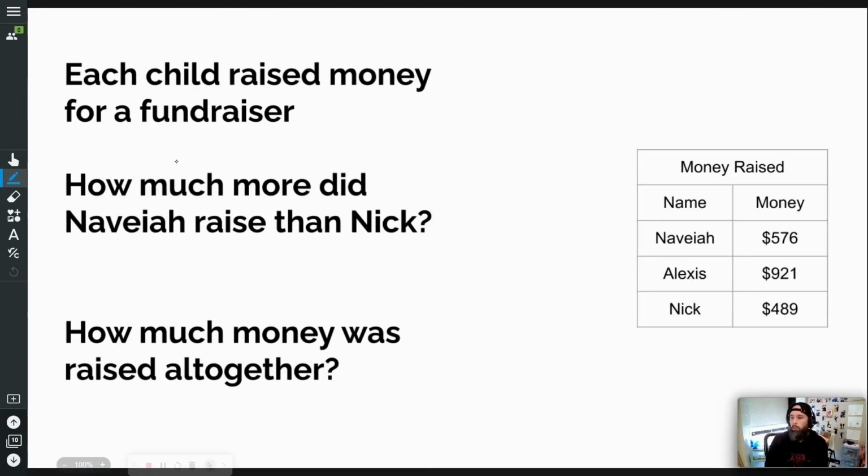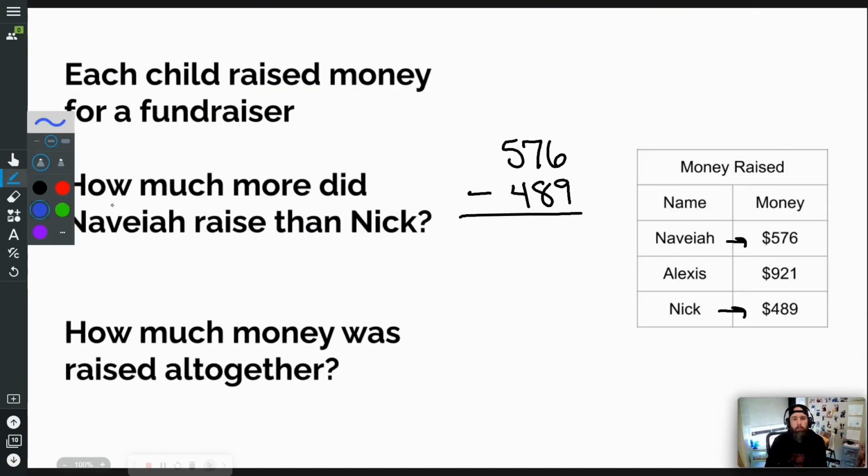Each child raised money for a fundraiser. So you have Nevaeh, Alexis, and Nick. Nevaeh raised $576, Alexis raised $921, and Nick raised $489. How much more did Nevaeh raise than Nick? So Nevaeh raised $576, and we know that if we're asking how much more did somebody do, we're going to subtract the other number. So that's going to be 576 minus 489. Okay? So let's do some subtraction.